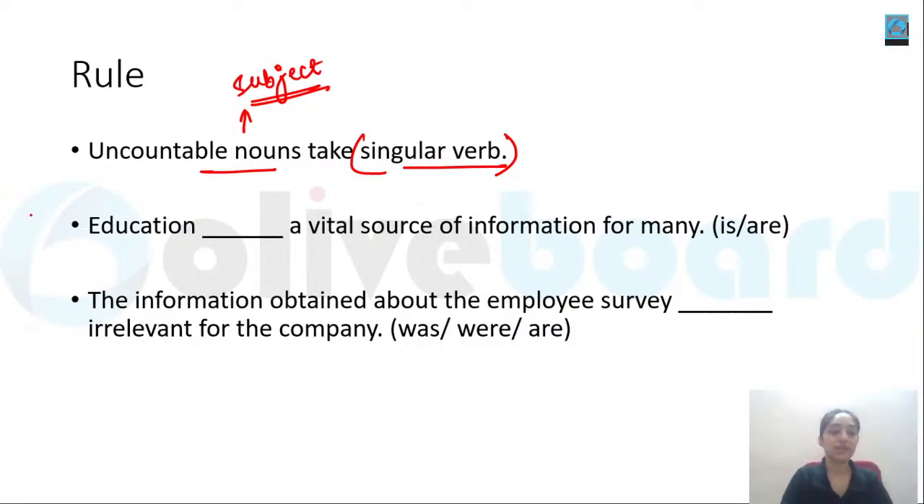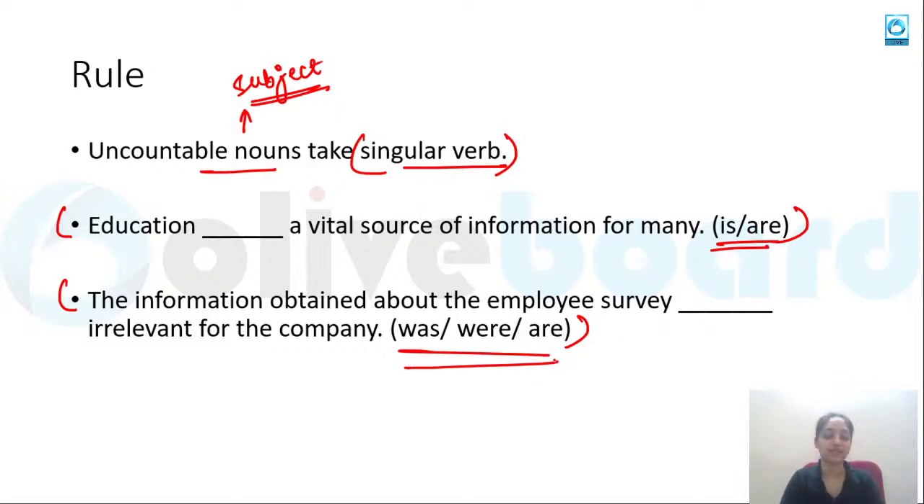Here, try to notice these examples that are listed for you. Try to attempt these sentences. The options for these sentences are given to you in brackets. So try and attempt the questions based on the rule that we have just discussed. Discussing the first question, I want all of you to answer the question.